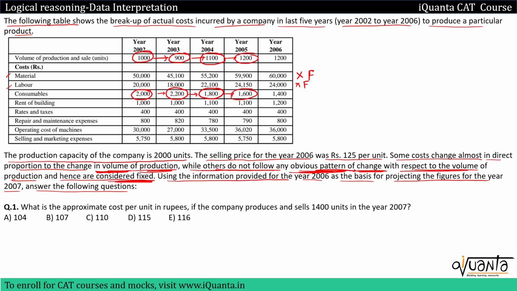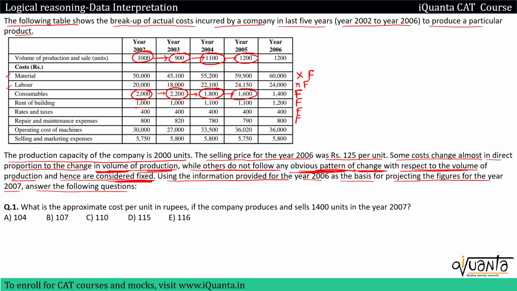So sometimes the cost is decreasing, sometimes it is increasing. There's no particular pattern that you can find between the number of units produced and the cost. Hence this is a fixed cost. Similarly, if you check the rent of building, it will also come out as fixed. Then rates will also come out as fixed, repairs as well.